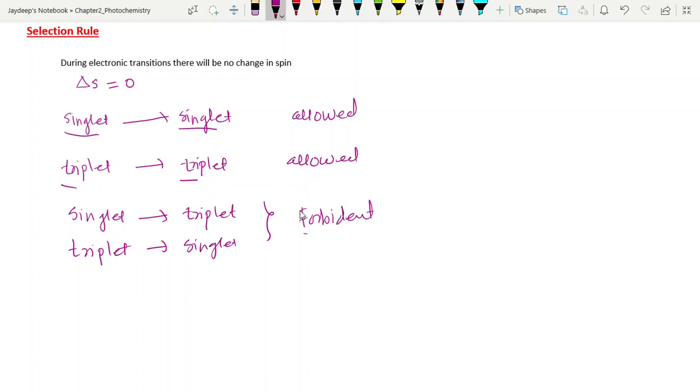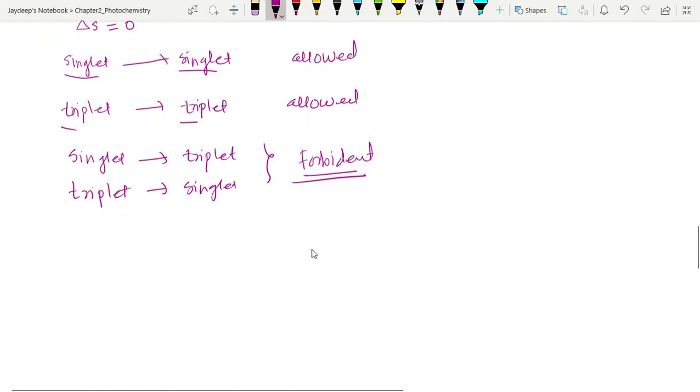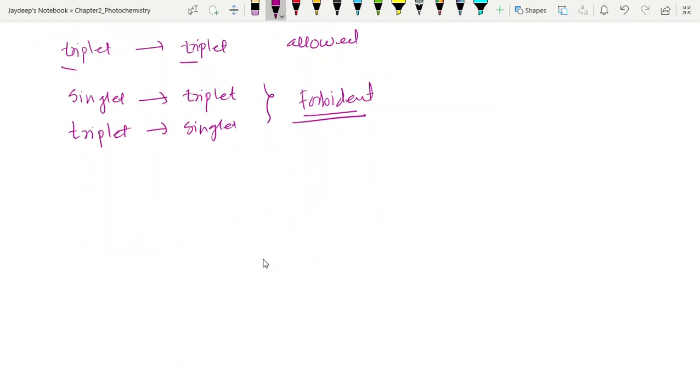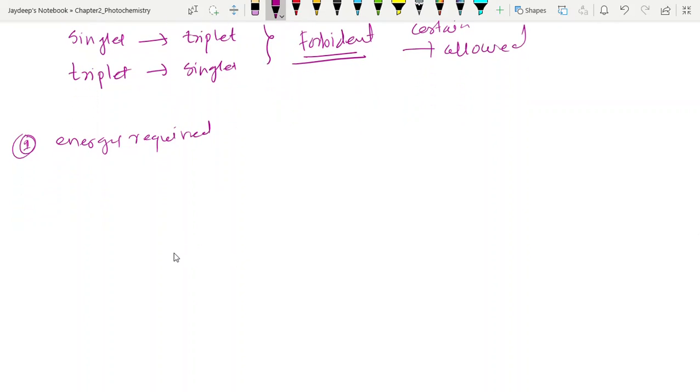They are forbidden transitions. But a forbidden transition does not mean that this type of transition will not occur. Under certain conditions, the forbidden transition becomes allowed, but it requires certain conditions. What are these certain conditions? The first condition, the only one I am going to consider, is the energy requirement. So that should be discussed here.